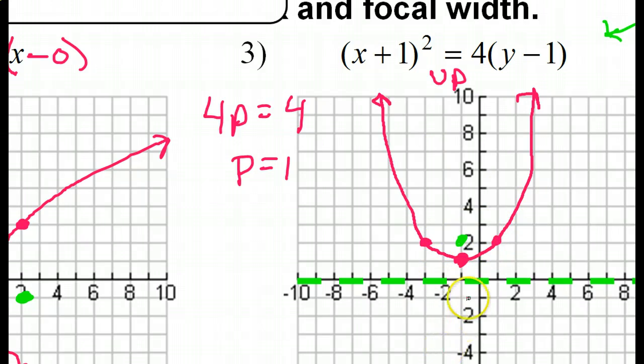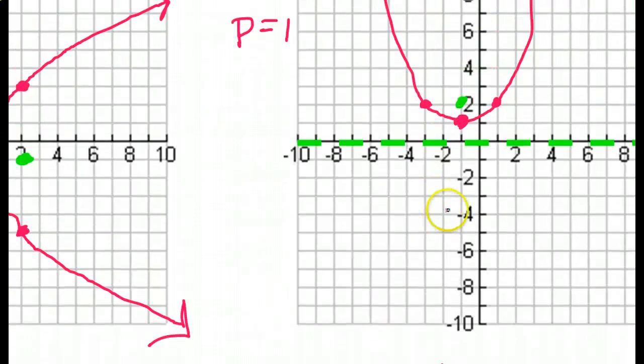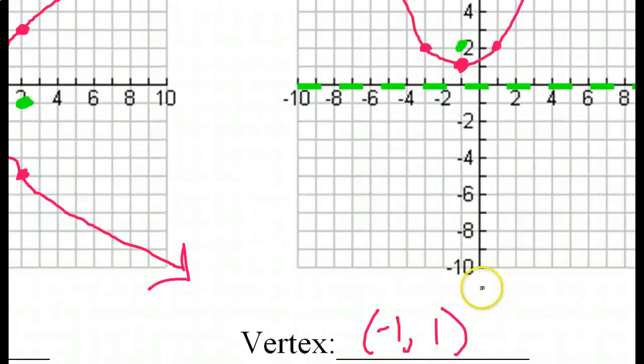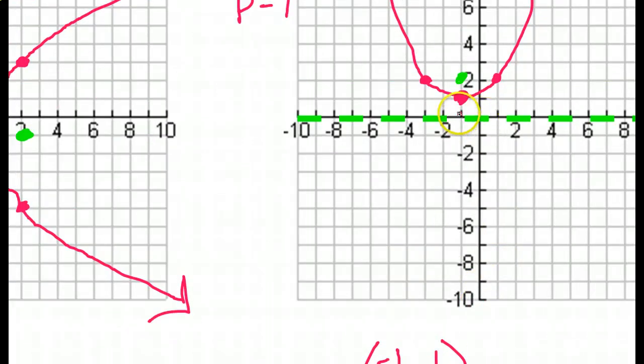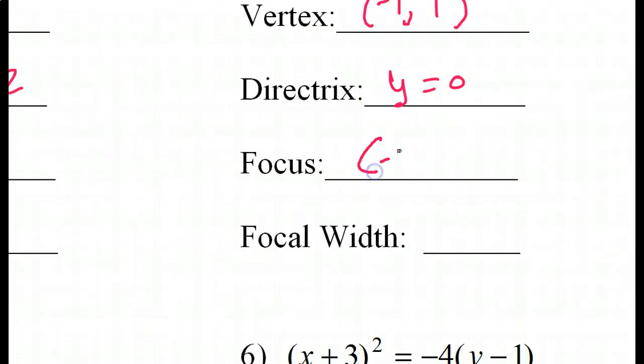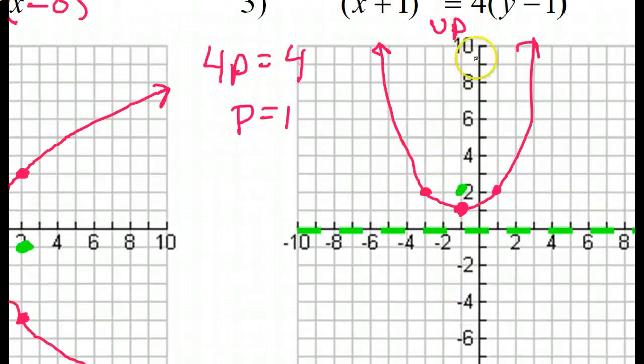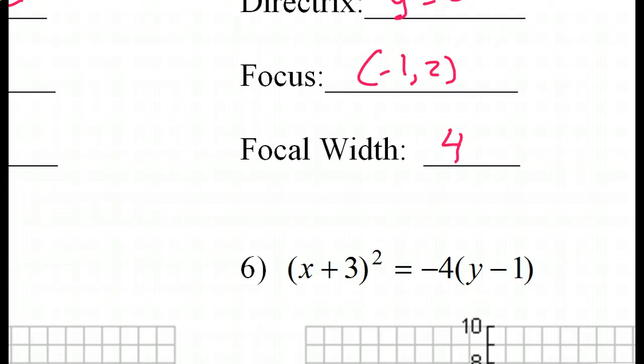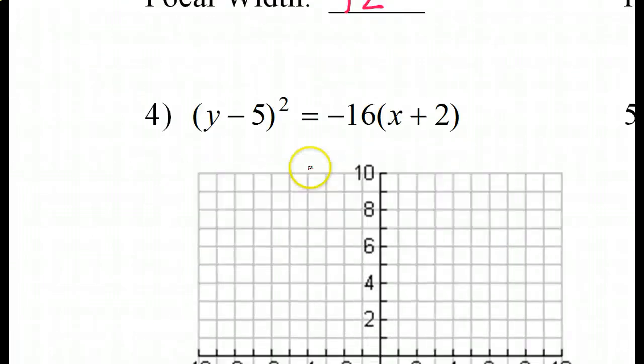Okay, pretty good. Let's see, so the directrix is actually y equals 0. The focus is -1, comma 2. And the focal width, I believe, was 4. Yep. All right, so that was it for number 3.